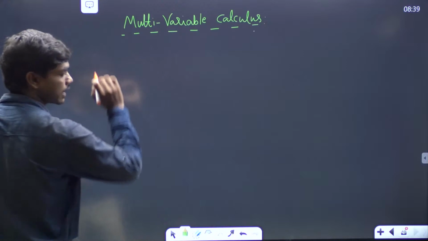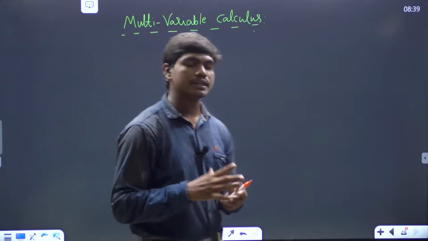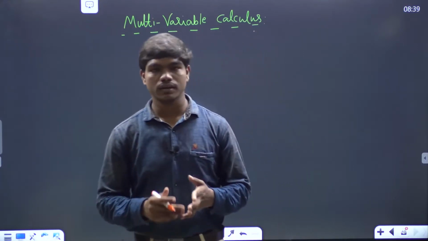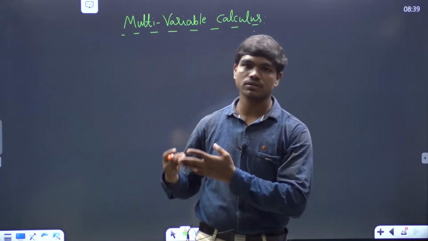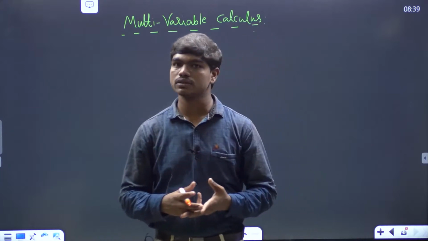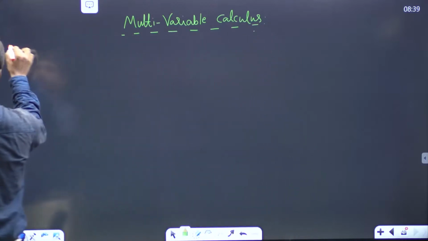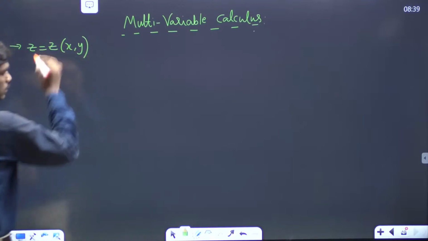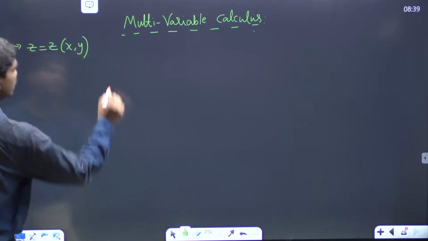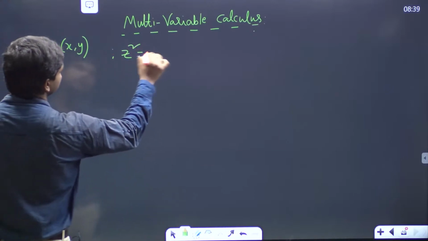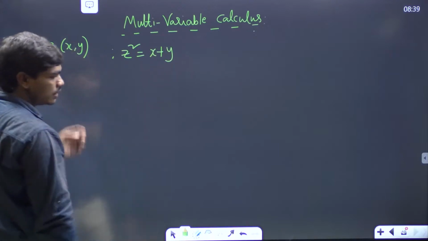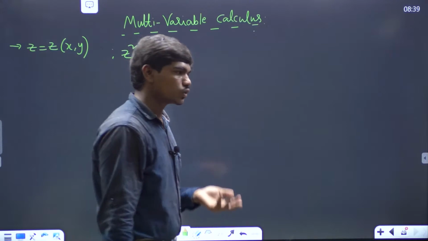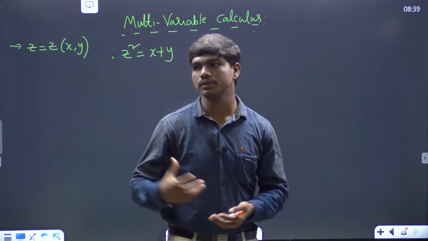So see here, multivariable calculus. Till now, whatever functions we have seen, like y is equal to f of x, have only one independent variable. But in general practice, when we go to 3 dimensions, we can have many independent variables. For example, there can be functions like z is equal to some function of x comma y. Here, both x and y are independent variables. For example, if I have a function like z square is equal to x plus y, then the value of z depends upon both x and y. So there can be functions which deal with multiple variables at the same time.